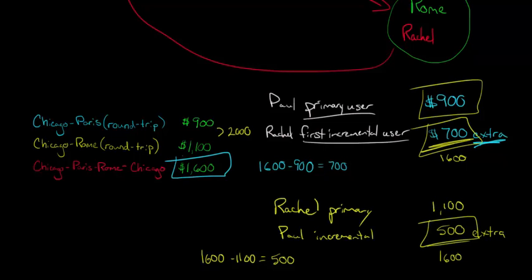And so at a firm, there might be division managers fighting over who gets to be the incremental user versus the primary user. And so there's one way to kind of get around that, and I'm going to talk about that in the next video.